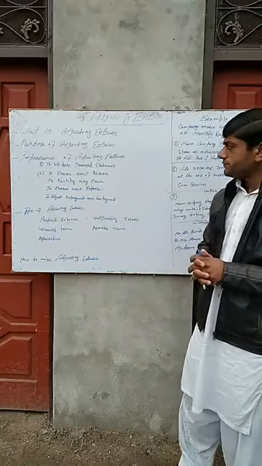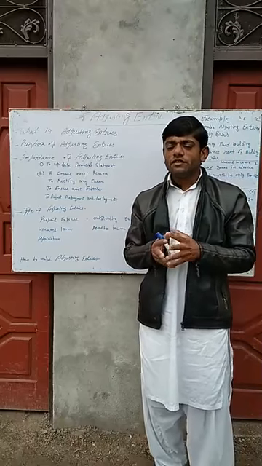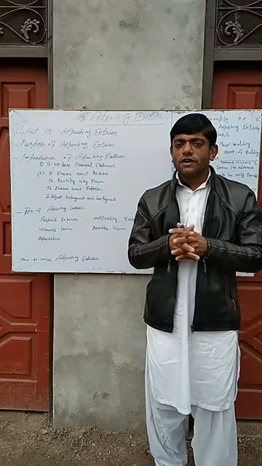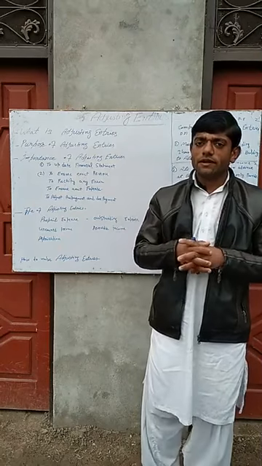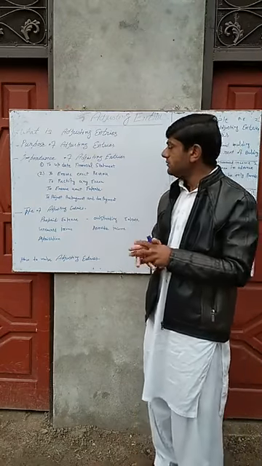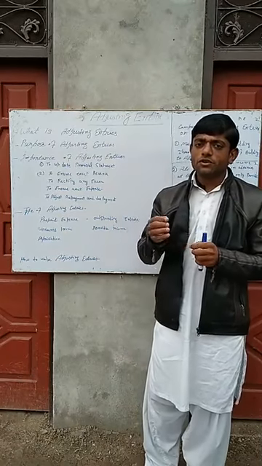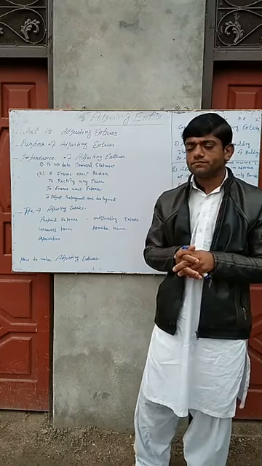Adjusting entry. What is adjusting entry? Adjusting entries are journal entries that are recorded at the end of the accounting period to adjust income and expense accounts.